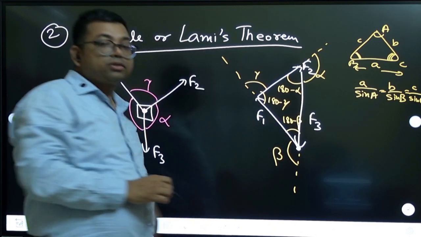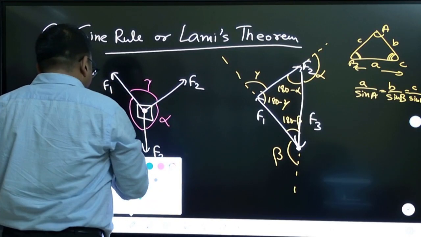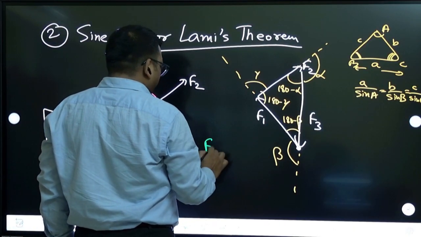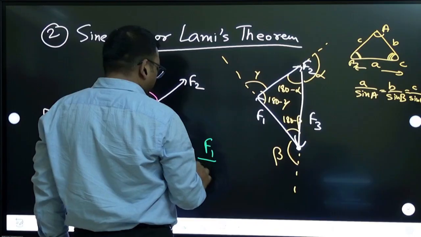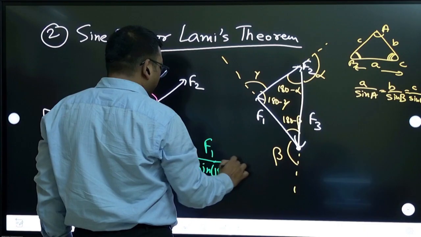If you apply this rule, if you apply this formula here, immediately you will get this result. Why? Because if I take this length F1, opposite of F1 is 180 minus alpha. So sine 180 minus alpha I will apply.